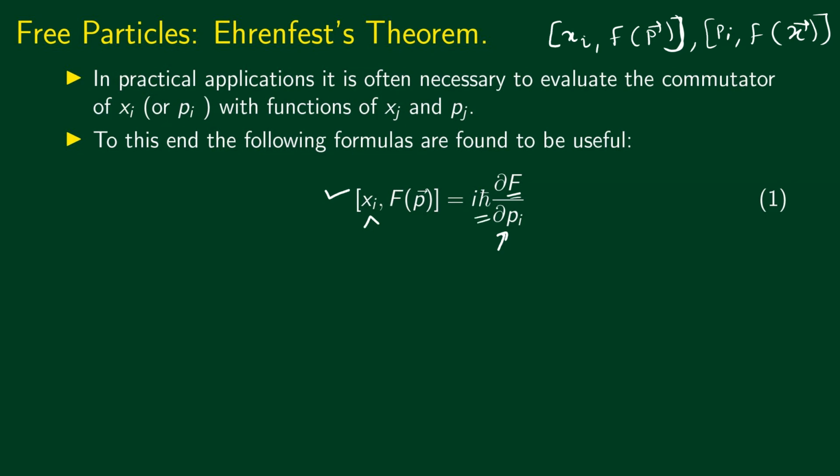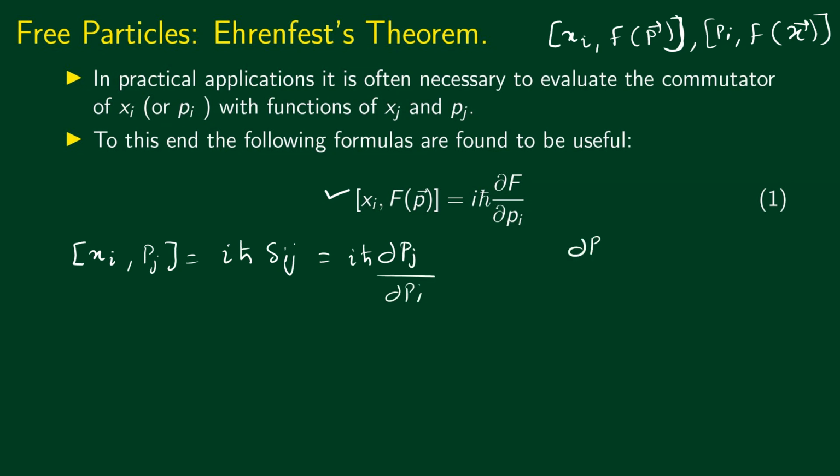So in order to find the commutator with the ith component of position, you just have to evaluate the partial derivative with respect to the ith component of momentum. It's easy to prove this. We can start with the fundamental commutation relation. The commutator of x_i with p_j, we know that this is i ħ δ_ij. We immediately see that this can be written as i ħ partial derivative of p_j with respect to p_i, because the partial derivative of p_j with respect to p_i is δ_ij. This is equal to 1 if i is equal to j. It's 0 if i is not equal to j.